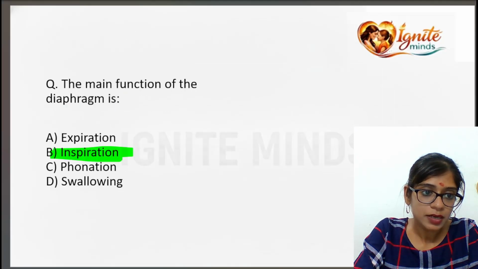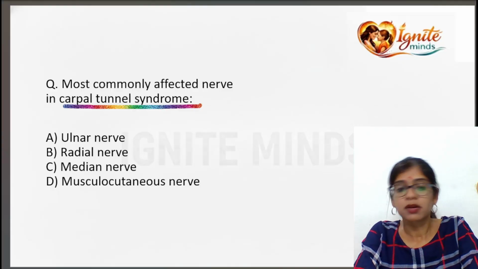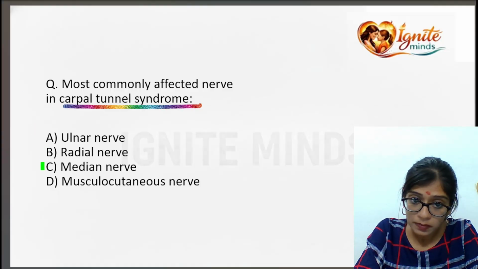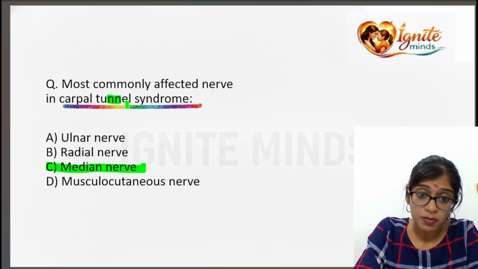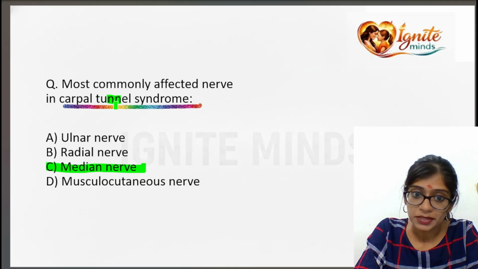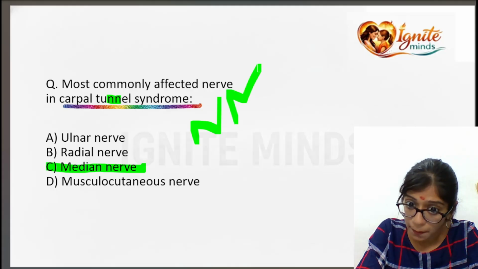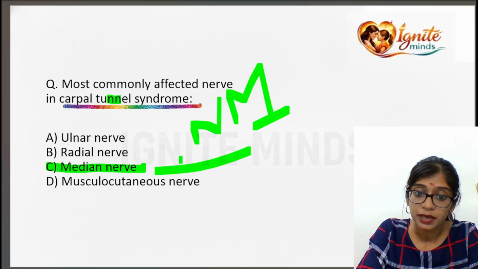Can we read the question again? Yes. Most commonly affected nerve in carpal tunnel syndrome. I'm sure you guys know the answer. The answer is median nerve. So if you want to remember in the exam, sometimes you get confused even if you learned everything. So remember, tunnel has got N. Okay, N. After N comes M. Okay, so this M is for median nerve.